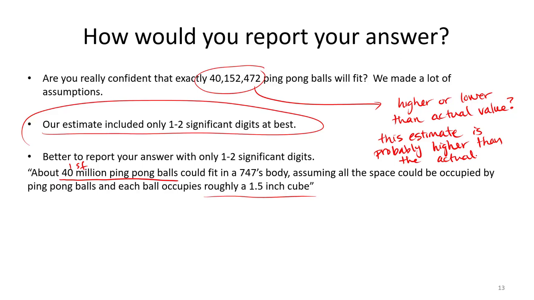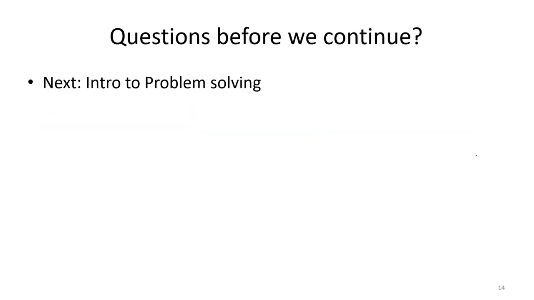But in some cases, you want to intentionally overestimate or underestimate depending on your situation. Maybe you want to know the maximum possible. Maybe you want to know the minimum possible with wiggle room. So, depending on the situation, you could choose what type of assumptions you wanted to make. All right, so let's go ahead and move on now to problem solving.